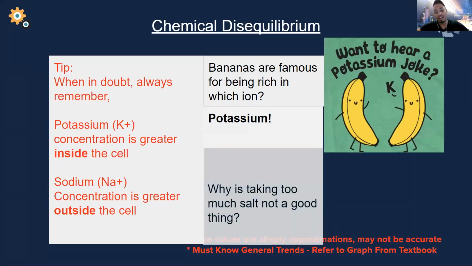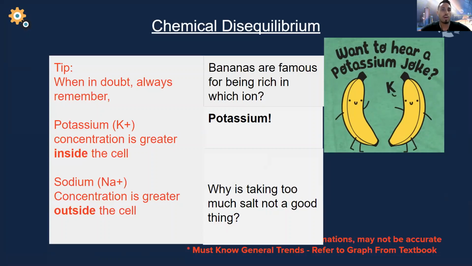But then there are things you also have to consider, like sodium. Sodium is more highly concentrated outside of the cell, right? So if anybody wants to guess, or include their own opinion, why is it not good to take a lot of salt? What could a lot of salt potentially do to the body? Then water will go out. Exactly.